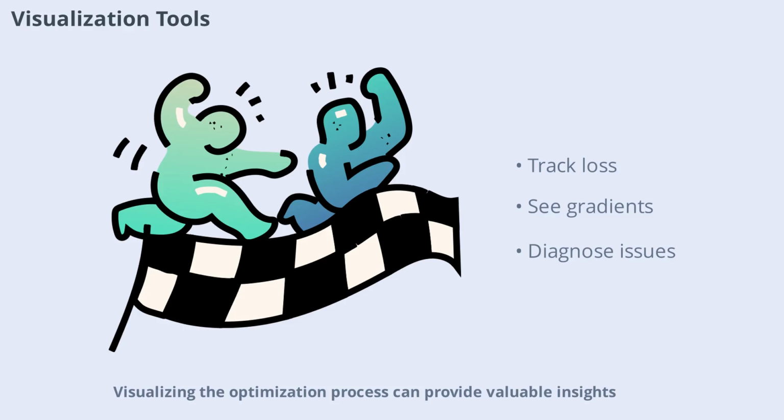Visualizing the optimization process can provide valuable insights. Tools like TensorBoard allow you to track the loss and gradients during training, helping diagnose issues and improve performance. Visualization makes abstract concepts more concrete and accessible.